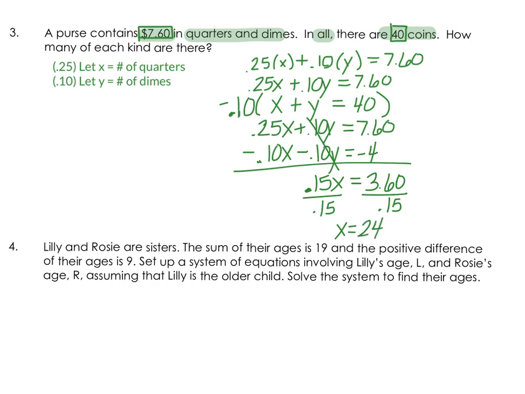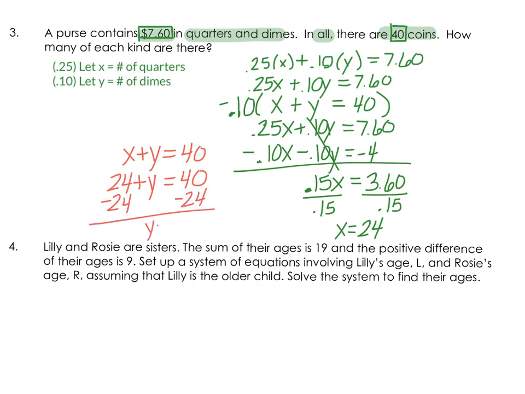Now that I have my x, I can use one of the equations to solve for y. I think the easier one is the x plus y equals 40. Much easier than dealing with the decimals. And then I have the 24 plus y equals 40. And then to get y by itself, I'm going to subtract 24 from both sides, 40 minus 24 then. So my y value is 16.